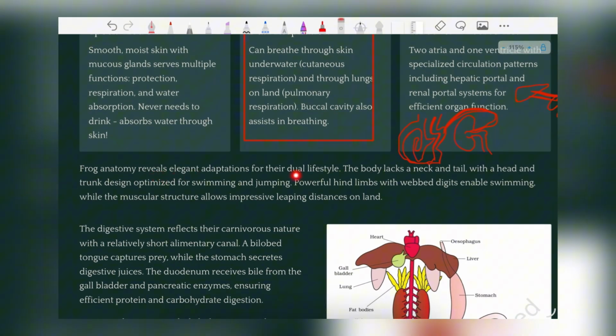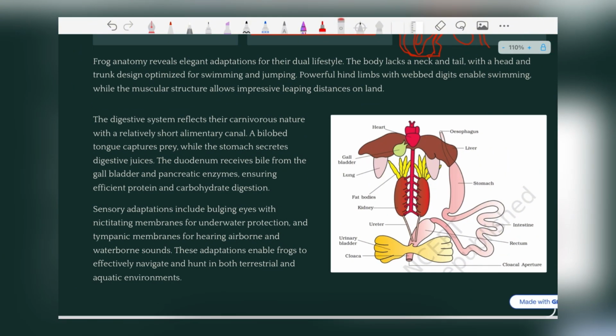Frog anatomy reveals elegant adaptation for the dual lifestyle. The body lacks a neck and tail, with a head and trunk design optimized for swimming and jumping. Powerful hind limbs with webbed digits enable swimming, while the muscular structure allows impressive leaping distance on land. The digestive system reflects the carnivorous nature because their alimentary canal is short.